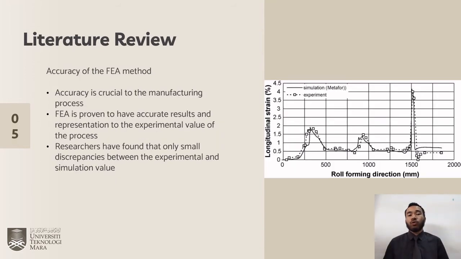As we all know, accuracy is the most important thing in maintaining the quality of a certain product. Thus, it is very crucial to get the most accurate data on the roll forming process. FEA is confirmed to have accurate results when compared to the experimental results done in the lab. Several researchers have found that their simulations are similar to the experimental results. There are, however, small discrepancies, but they are negligible.